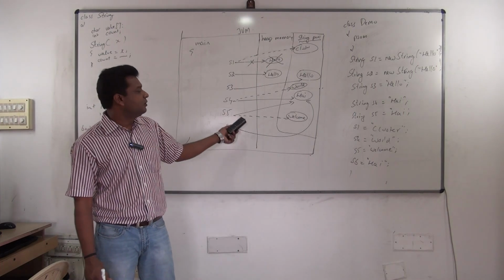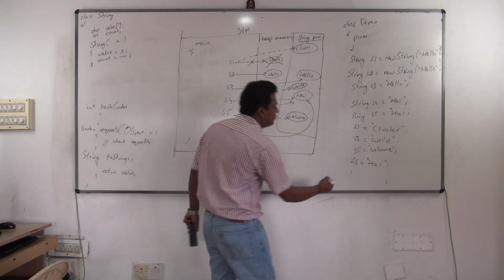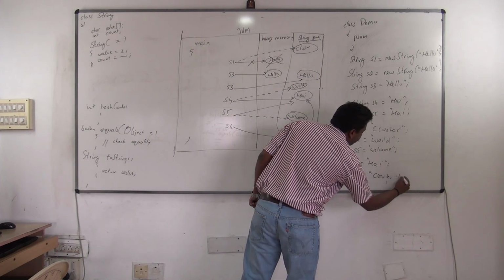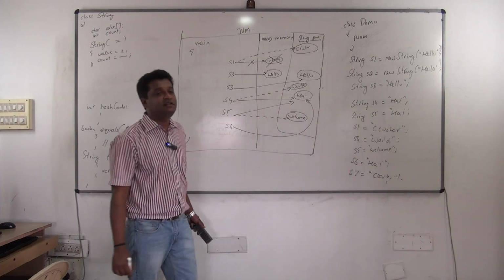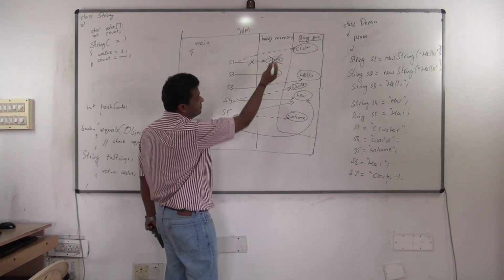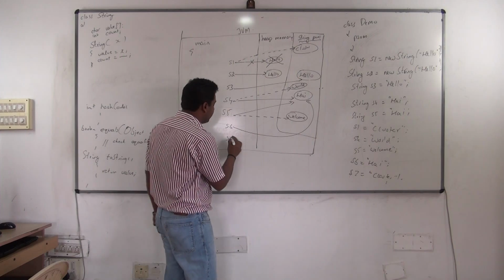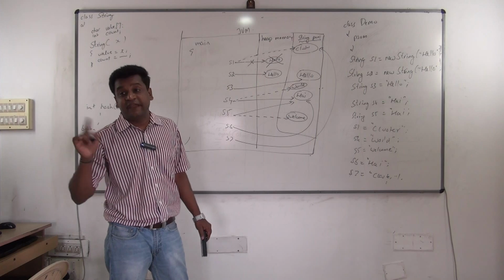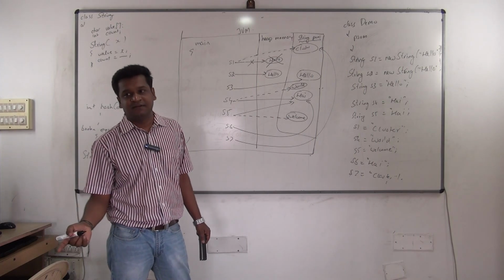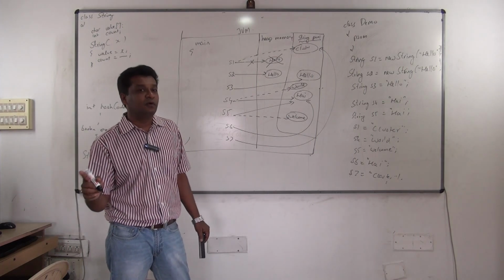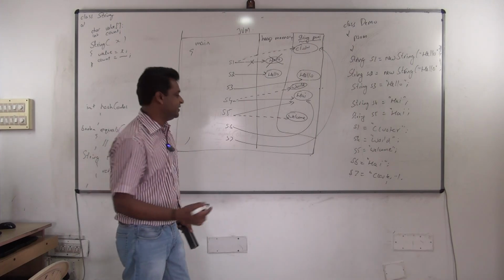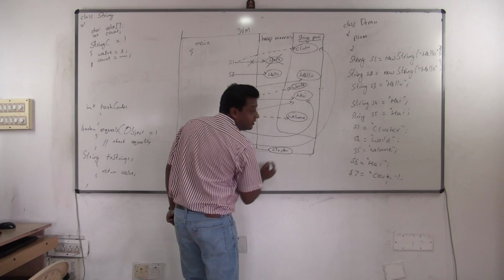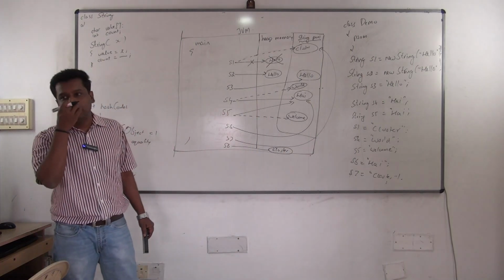Suppose I write S7 is equal to cluster, without new. Already cluster is there, so directly the S7 variable will refer to that. But again if I say S8 is equal to new cluster, one is already in the pool, so one more will be created outside the pool. That's it. S8 is cluster only, but it is created outside the pool. Like this it goes on working.